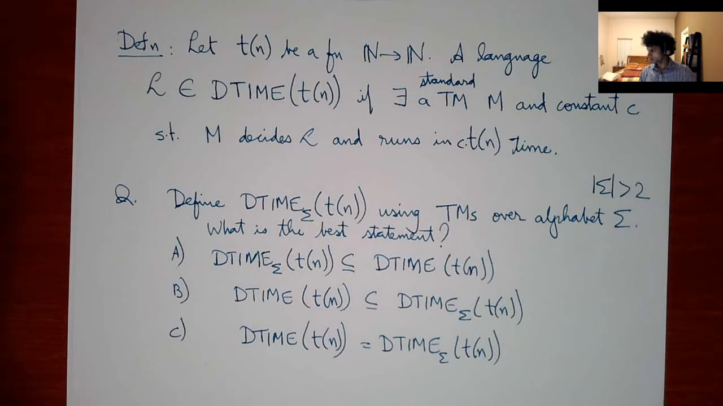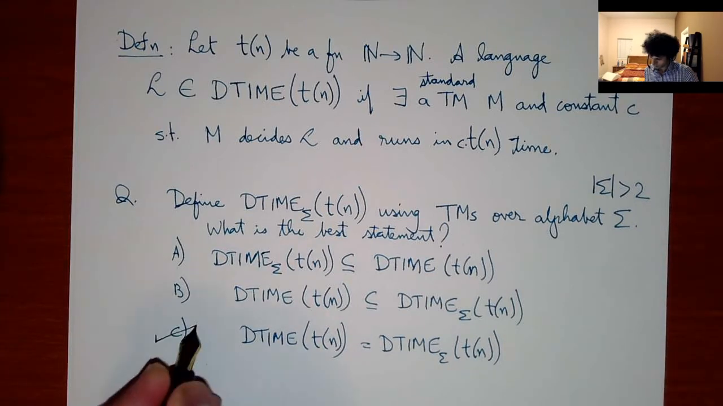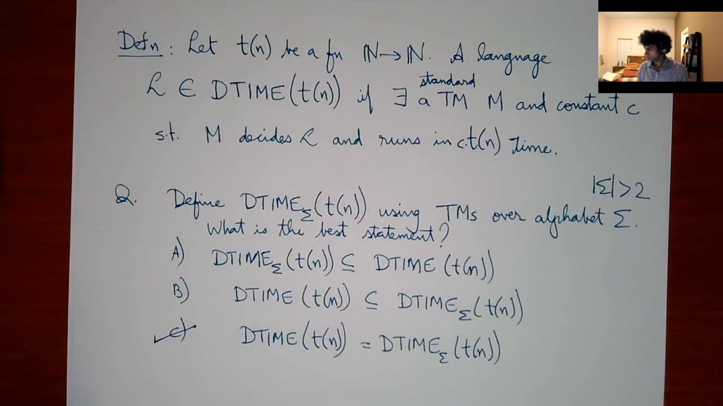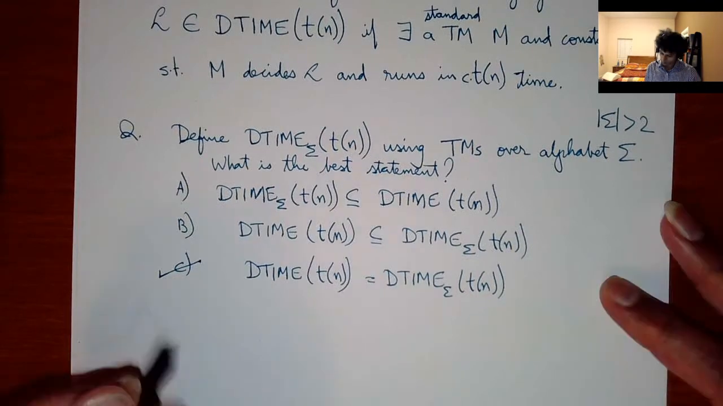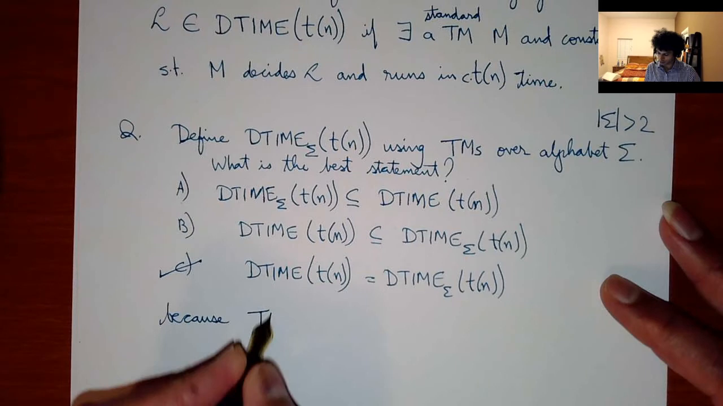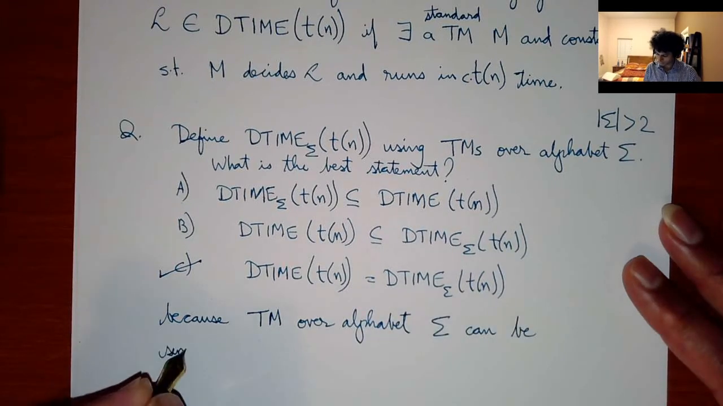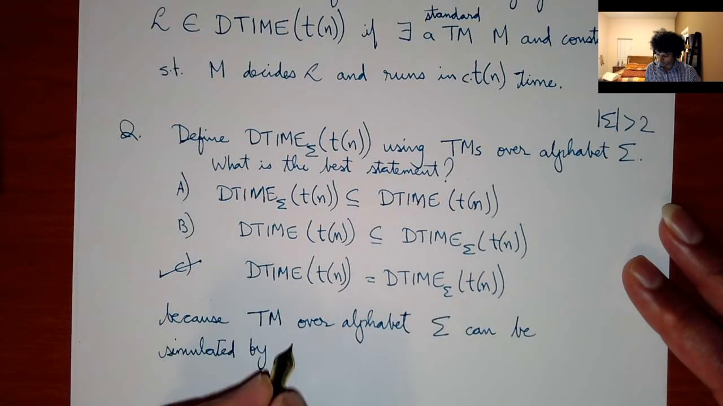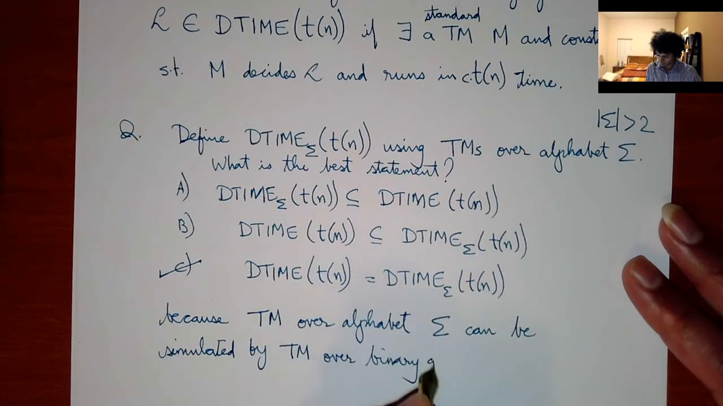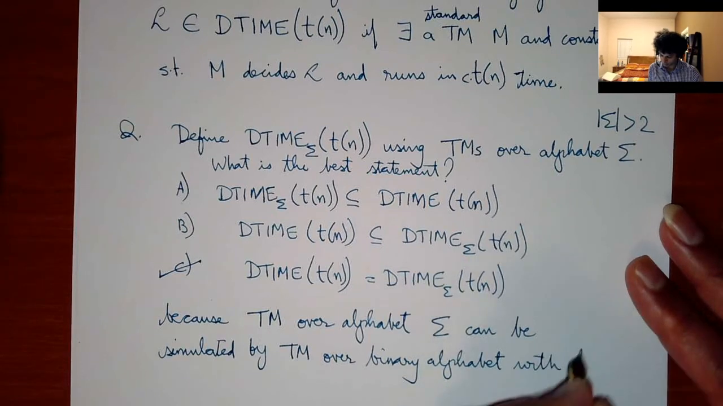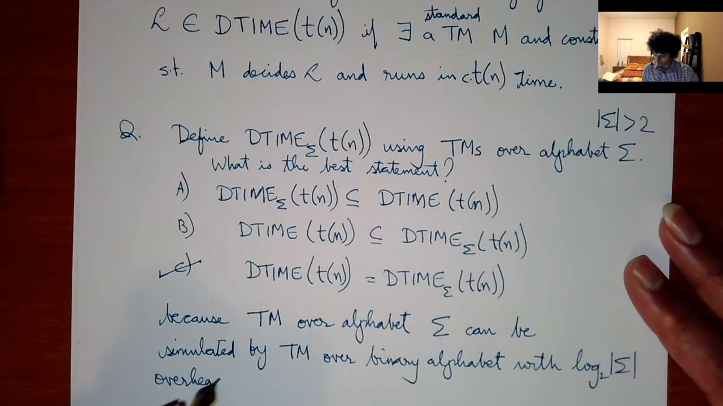Okay, so anyone want to justify their answer? Exactly. So it would be log sigma, right? Exactly. So you're exactly right. So the thing is, these are equal because a Turing machine over alphabet sigma can be simulated by a Turing machine over the binary alphabet, with log base 2 sigma overhead in running time.